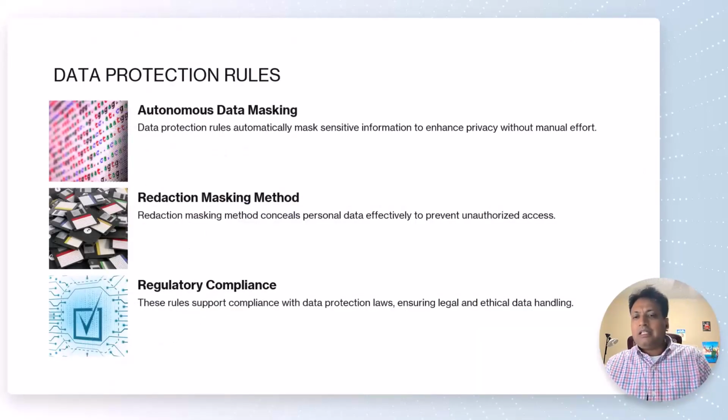Now let's define the data protection rules to protect some personal sensitive information. As you know, the data protection rules are designed to autonomously and dynamically mask sensitive personal information. And I wanted to show you here the creation of these rules using the redaction masking method that ensures that data privacy is maintained without manual intervention. This capability is crucial for compliance with data protection regulations and for maintaining trust with data consumers.